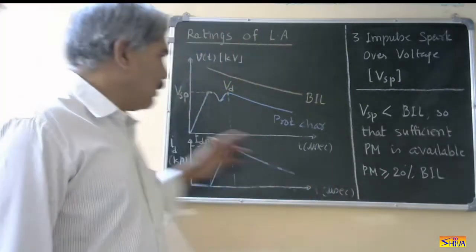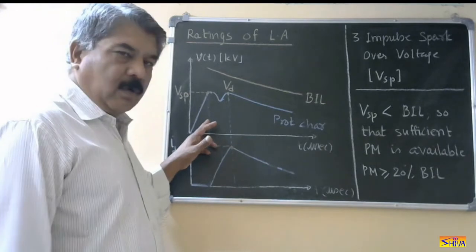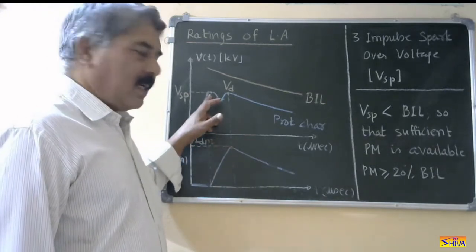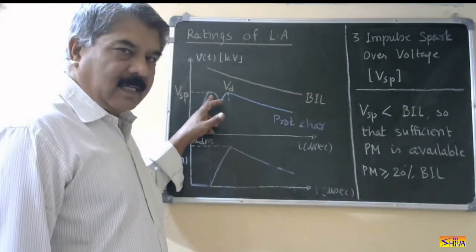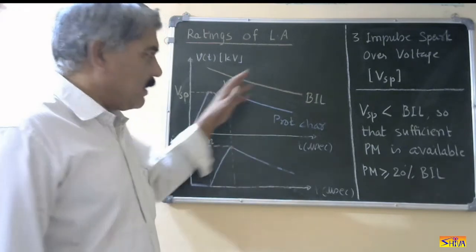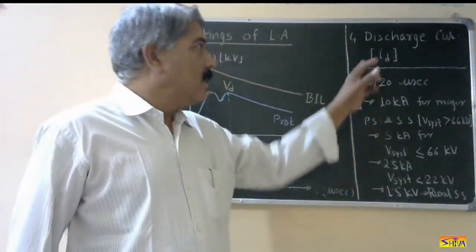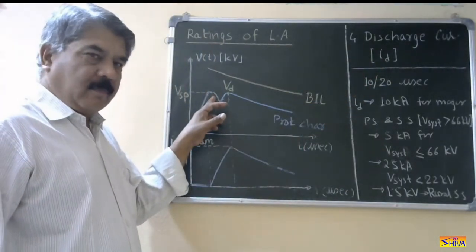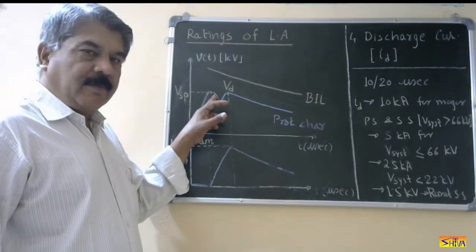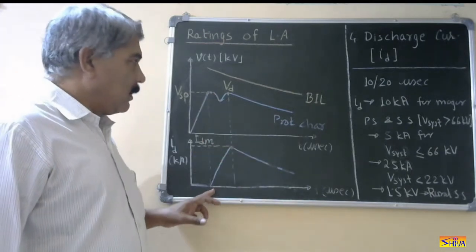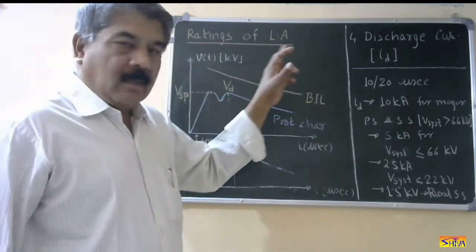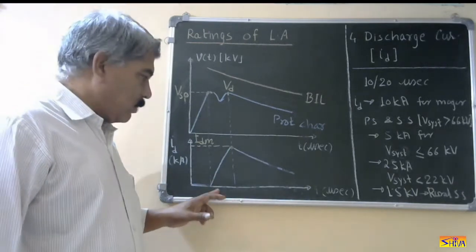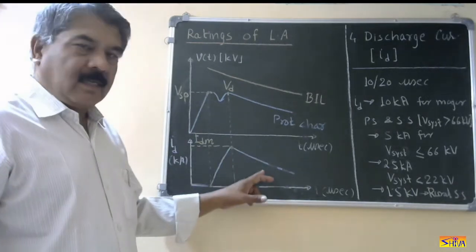It means when lightning over voltage is coming, when it reaches 800 kV, the lightning arrestor will spark over and it will discharge the lightning over voltage. Fourth rating is discharge current. See, when lightning arrestor sparks over at the value of impulse spark over voltage, the discharge current starts flowing through the lightning arrestor. This is the discharge current.